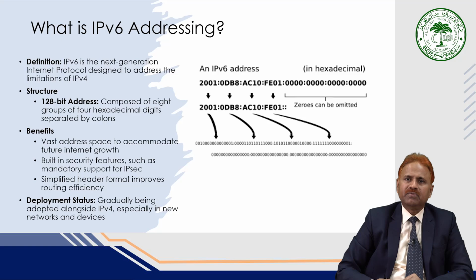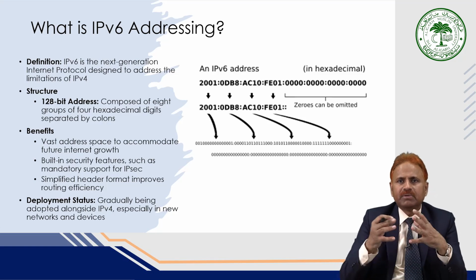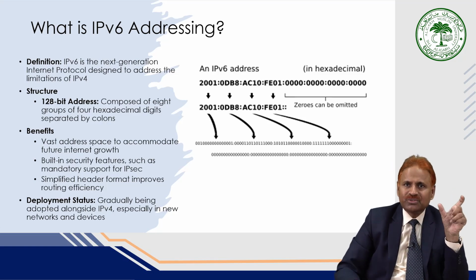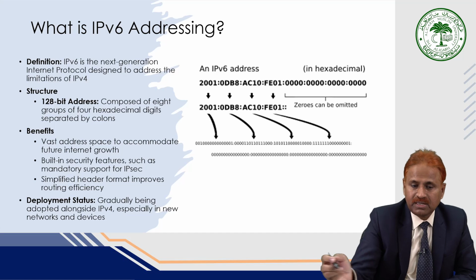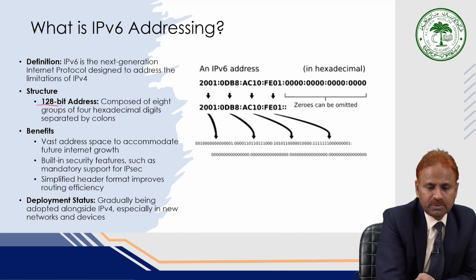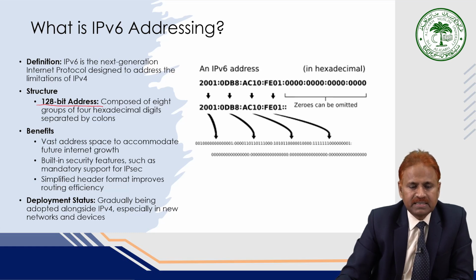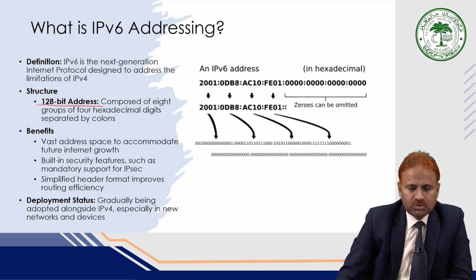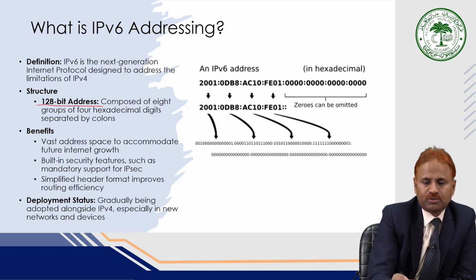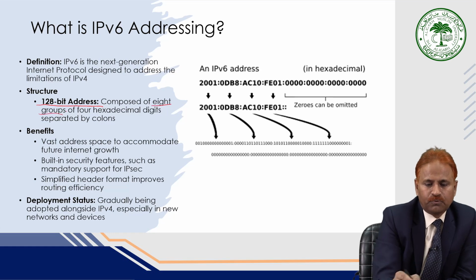Another is IP version 6. I have already told you that in IP version 6, instead of having 32 bits, we have how many? 128 bits to represent the address. So IP version 6 is the next generation internet protocol designed to address the limitations of IP version 4. It is composed of 8 groups of 4 hexadecimal digits separated by colons.